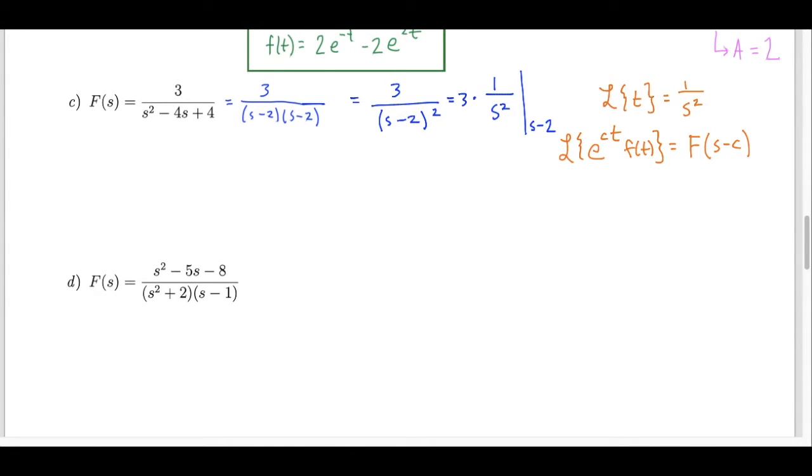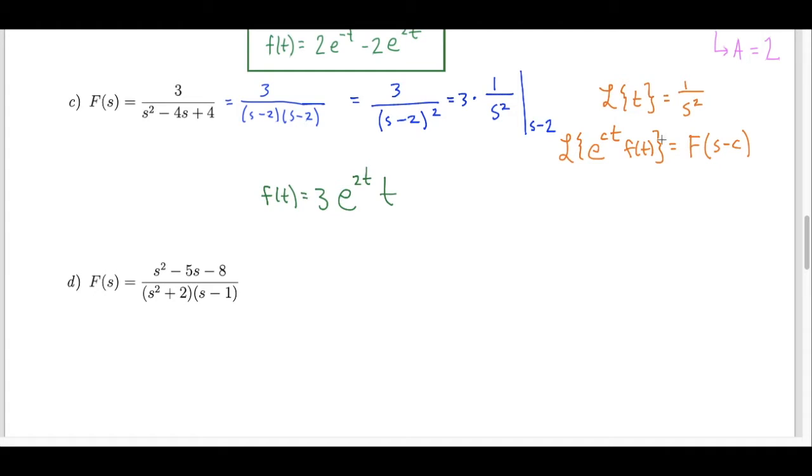So combining all these properties, I think my little f, or lowercase f, will be 3e to the 2t times t. Let me just explain these ingredients. The 3 is obviously just along for the ride. The 1 over s squared is the capital F, which corresponds to t.